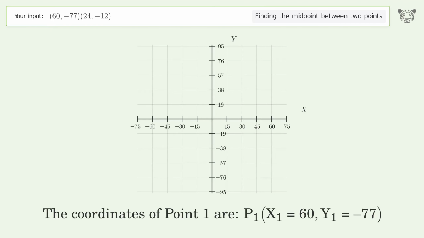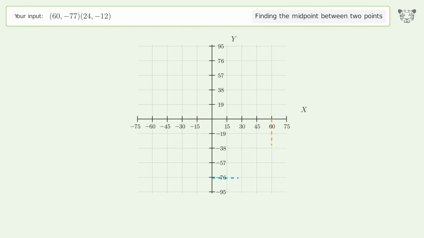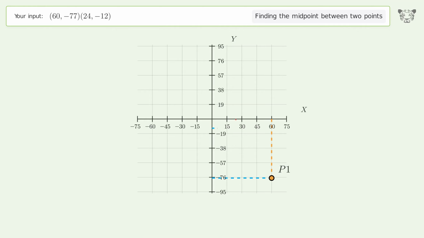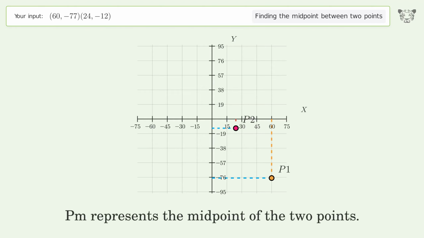The coordinates of point 1 are, x1 equals 60, y1 equals negative 77. The coordinates of point 2 are, x2 equals 24, y2 equals negative 12. PM represents the midpoint of the 2 points.